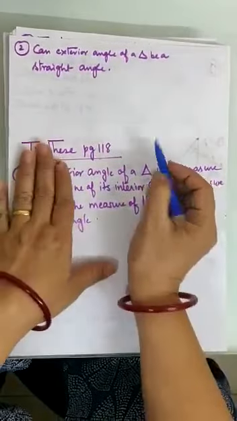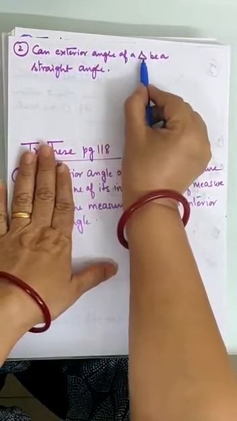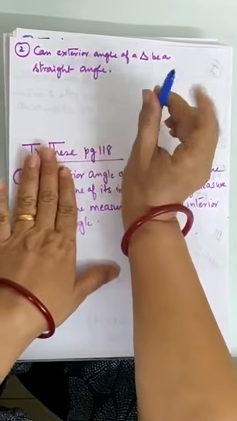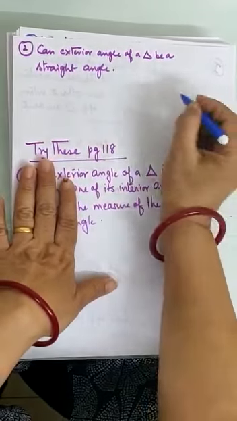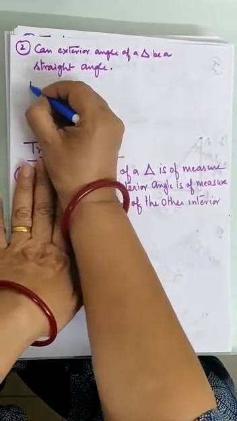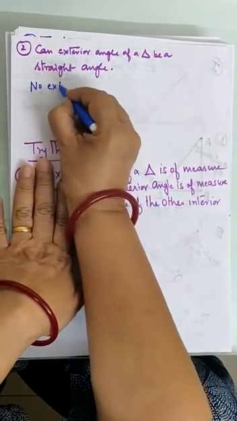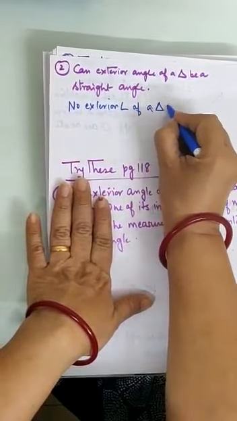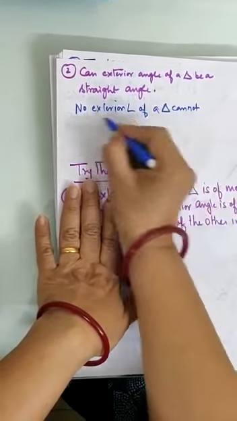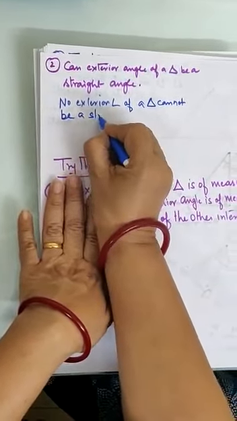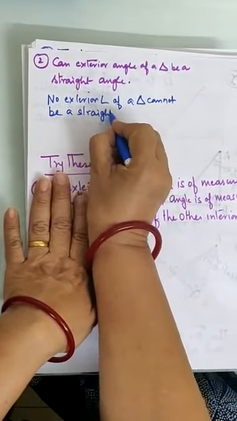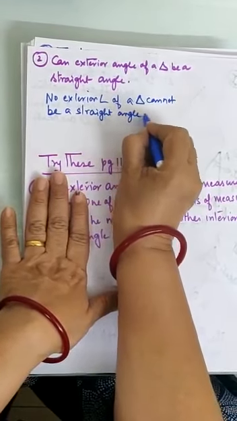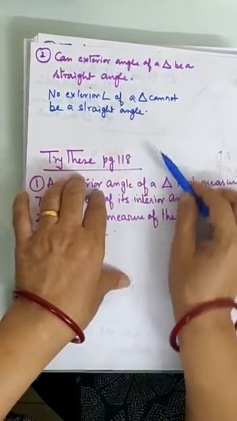The next question is, can an exterior angle of a triangle be a straight angle? So an exterior angle cannot be a straight angle. We'll write here, no, an exterior angle of a triangle cannot be a straight angle. All right, let us see here.